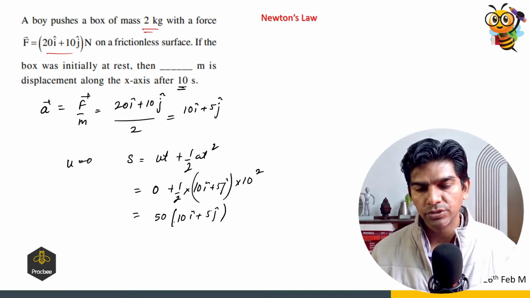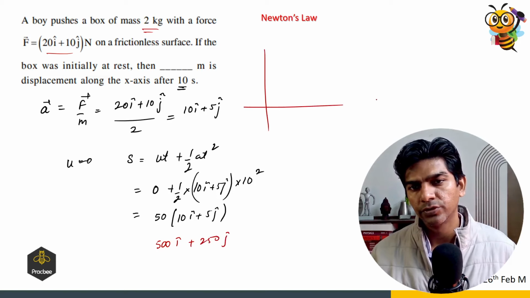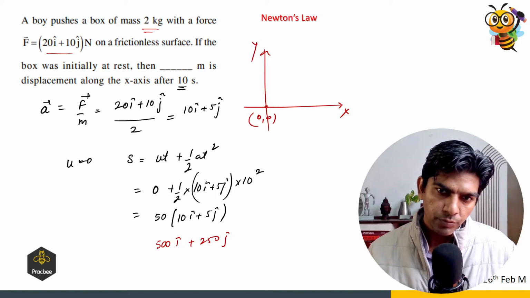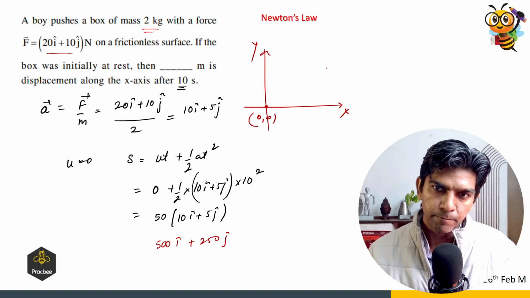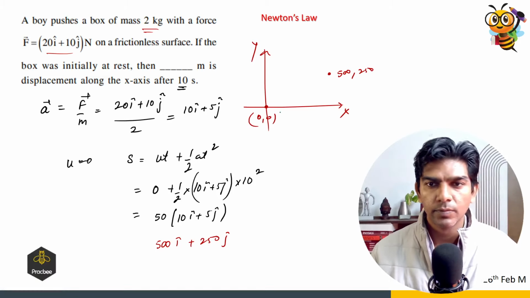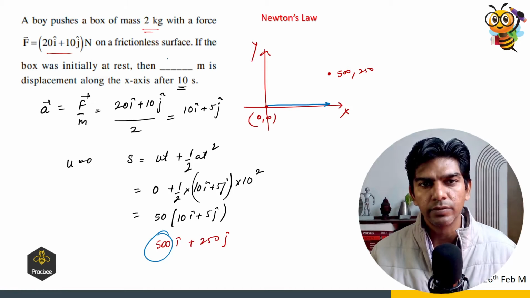Right, so we got the position. It is at 500 i cap plus 250 j cap. If I show you on the diagram, this is the origin, this is the x-axis, this is the y-axis. It started from the origin and somewhere it reaches here, which has coordinates 500 comma 250. So its displacement along the x-axis will be 500, right? So 500 is the answer.